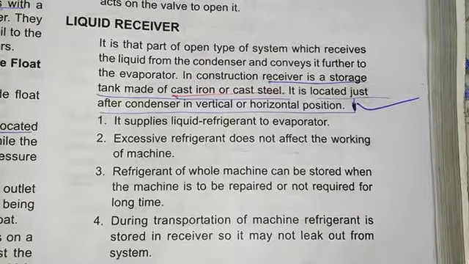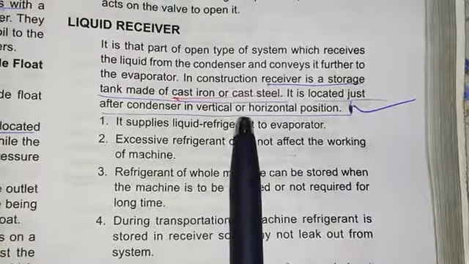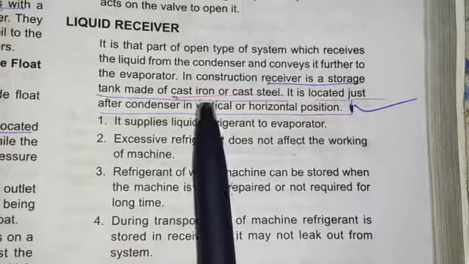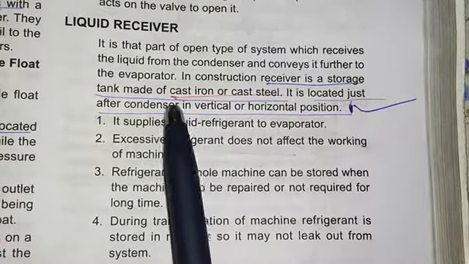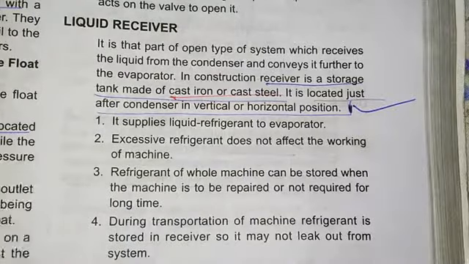Now, the liquid receiver is made of cast iron or cast steel. It is located just after the condenser in a vertical or horizontal position. The liquid receiver ensures the desired level of the refrigerant in the tank. So its function is only to maintain the desired level.